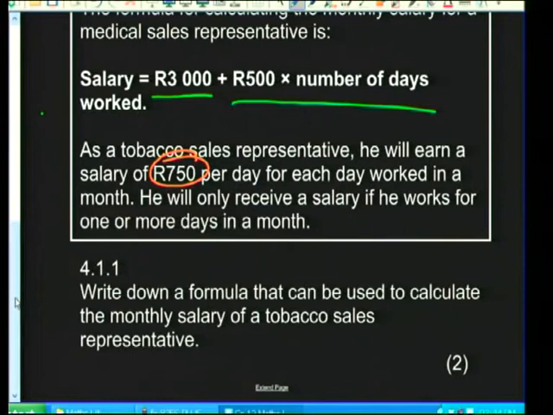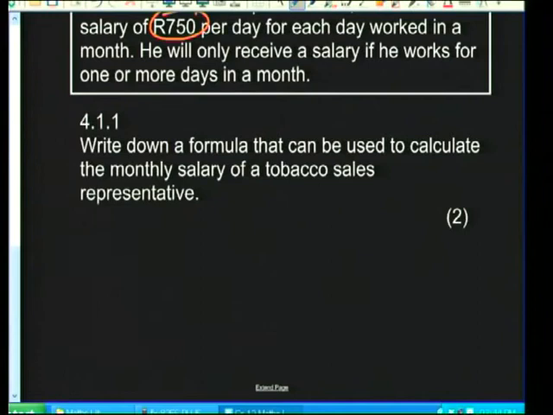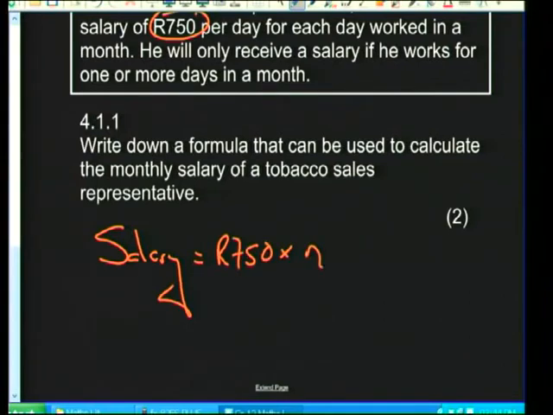Now, write down a formula that can be used to calculate the monthly salary of a tobacco sales representative. Well, that's quite easy. We're going to say his salary is going to be 750 Rand times the number of days. Next question.